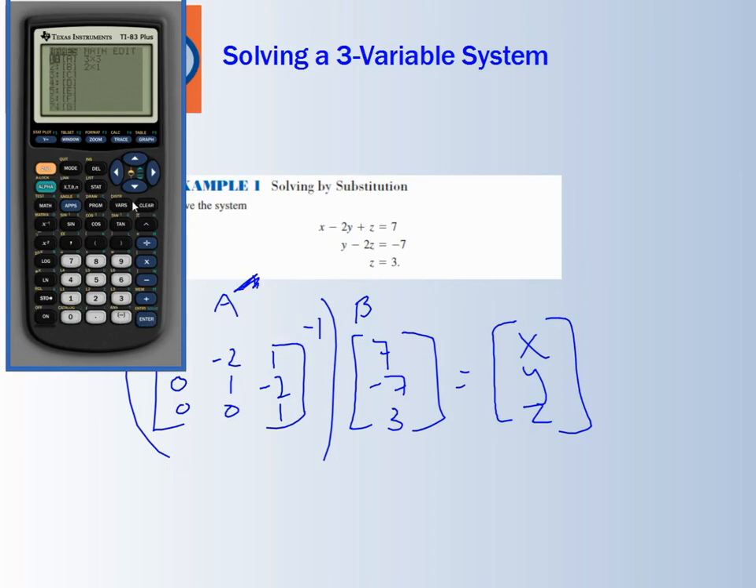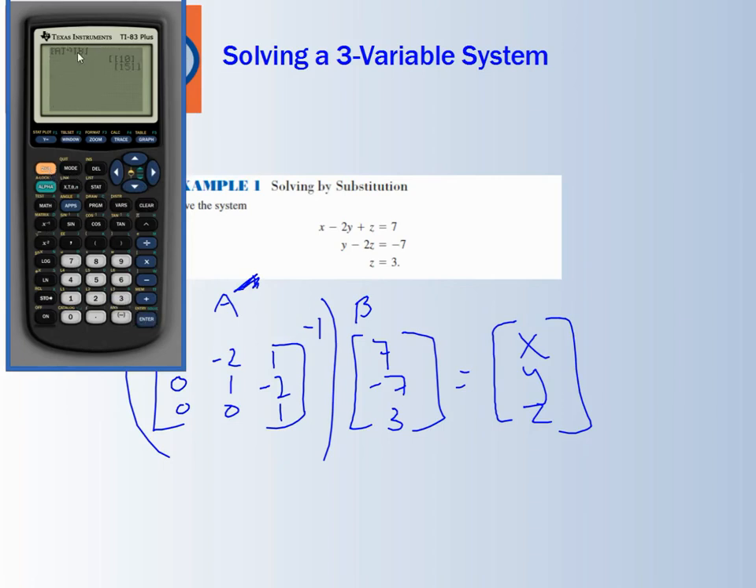All right, for matrix B, I needed to edit it. We go to edit matrix B. It's now a 3 by 1 with 7, -7, and 3.